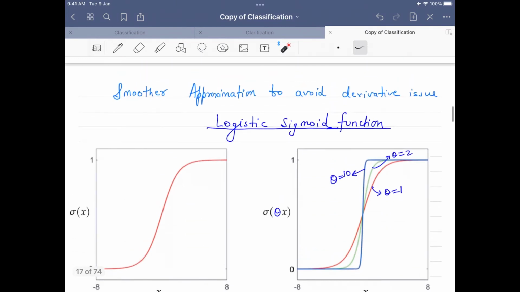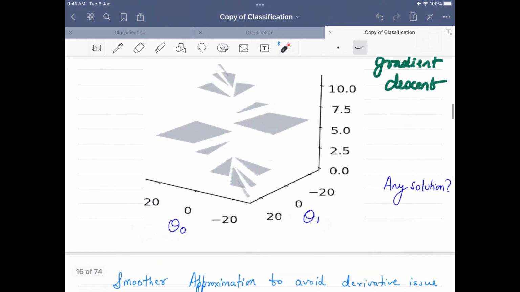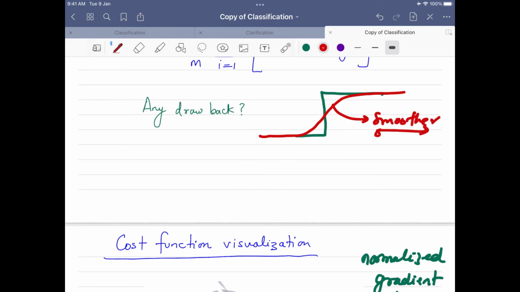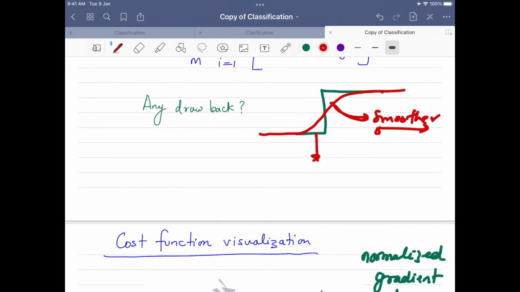Another way of solving this problem is through a smoother approximation to avoid the derivative issue. We know that this is not differentiable at this point. So we try to find a smoother version of it, which can look like this. If you approximate with this smoother function, compared to the green one which is abrupt, a smoother function is actually differentiable also.